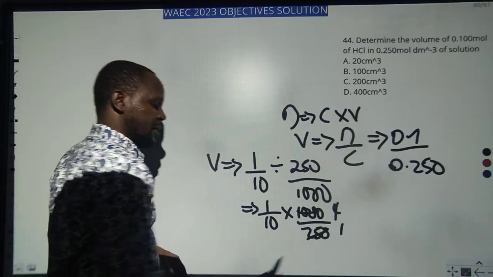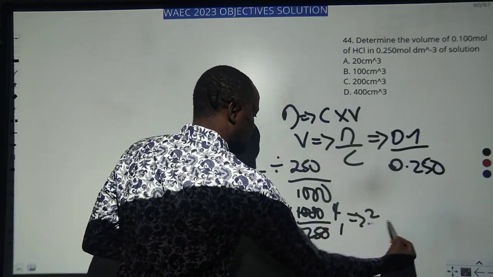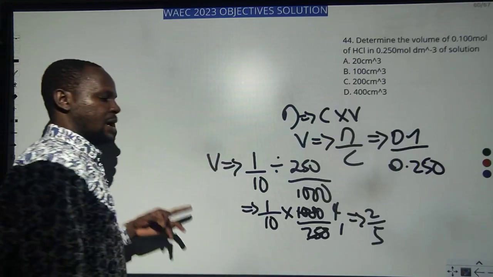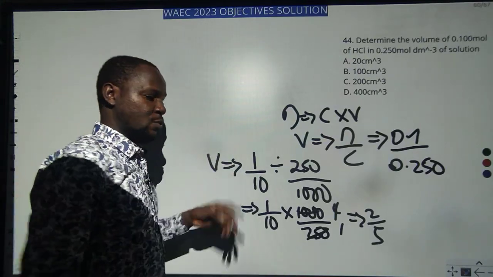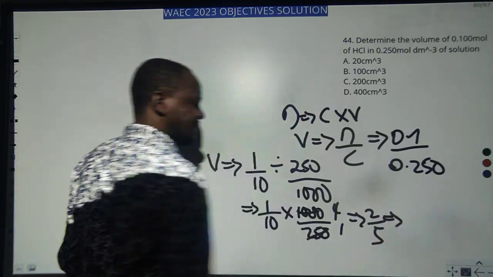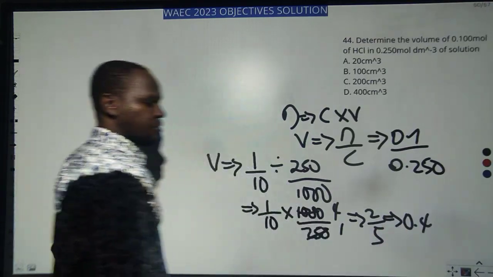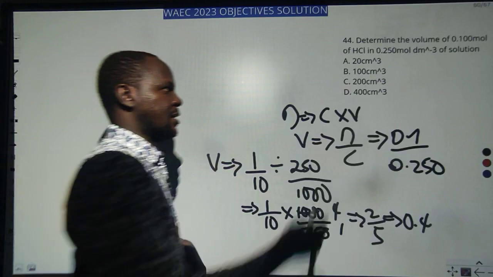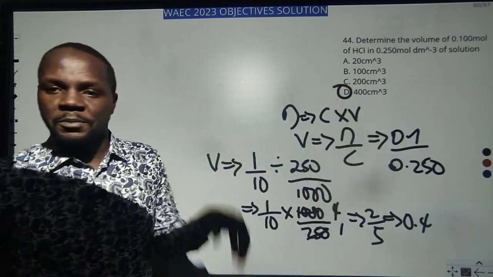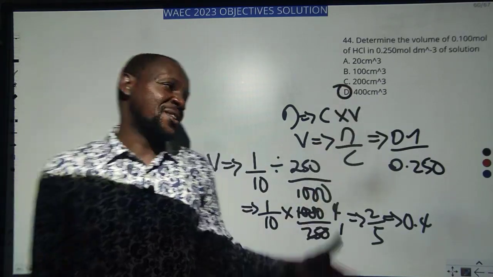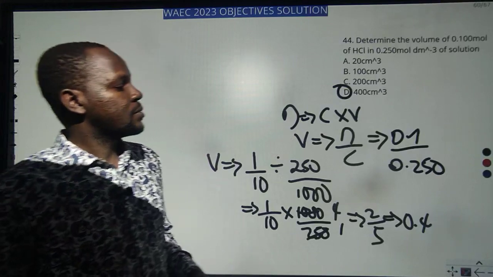So 4 divided by 10, you can say 2 here, 2 here, 5. Remember, whatever answer I'm getting is in dm³. It is 5 in 20 is 4, 0.4 dm³, and that is 400 cm³. I hope you get that. So let us not waste time. The next one.